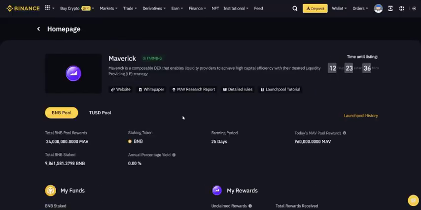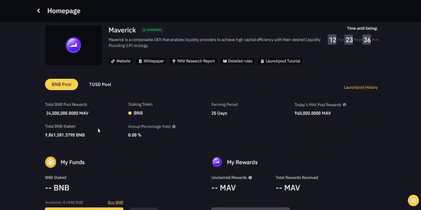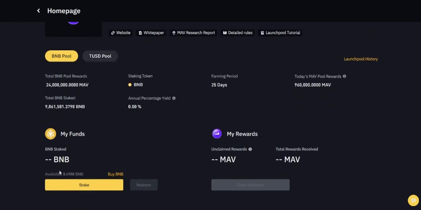Ensure that you have your BNB in your spot account. And once you come here, you can see that the time until listing is estimated to be 12 days and 23 hours, almost 30 days from now. And both the pools are there, BNB pool and TUSD pool. I have about 8.5 BNB with me, so I am going to stake it.